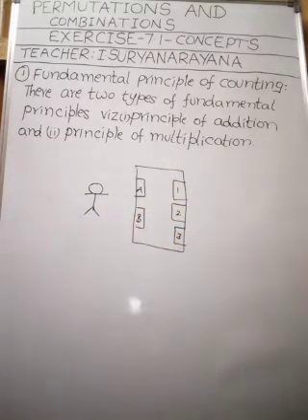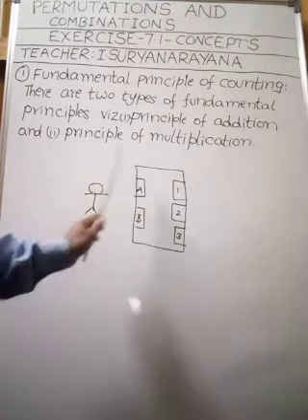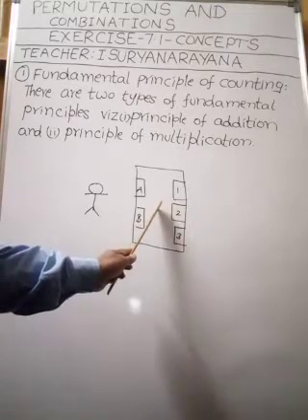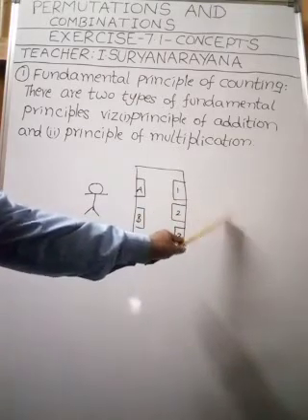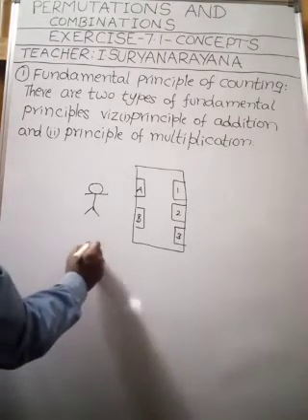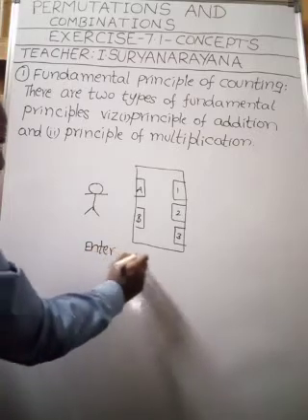Okay, my children. Here, if you observe the example, there are two events. Two jobs are involved. What are the two jobs? The person entering into the room, and from that place he has to come out of the room. Isn't it, my children? Two events. Okay, my children. So enter and exit.